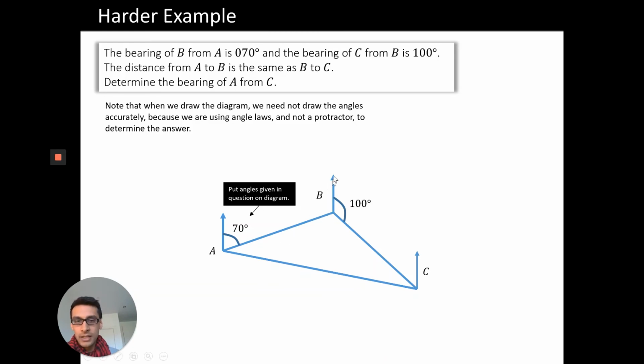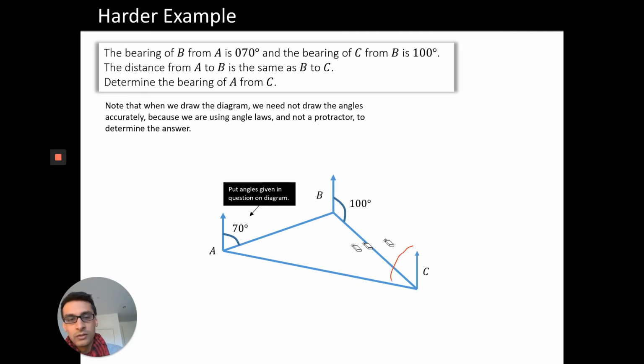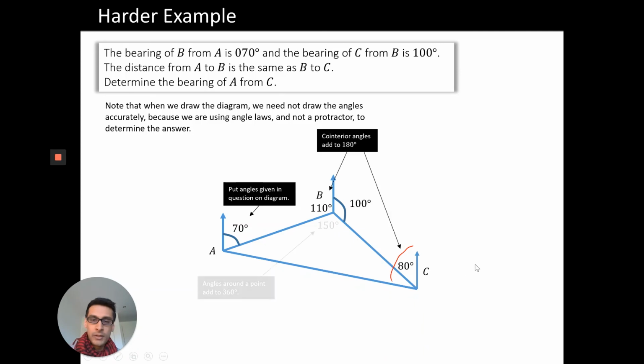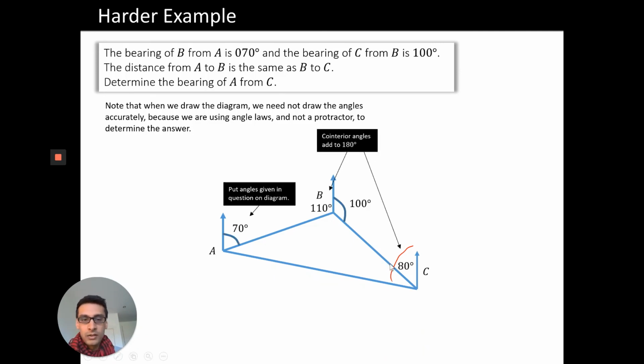From this I can see I have 2 parallel lines here. See this line here, this line here. Technically there's another one there, but we're just interested in the first 2. So there's your transversal. So these 2 are going to be co-interior. And then I also know that these 2 are going to be co-interior as well. So I can label those angles straight away. So that's going to be 80 and 110.